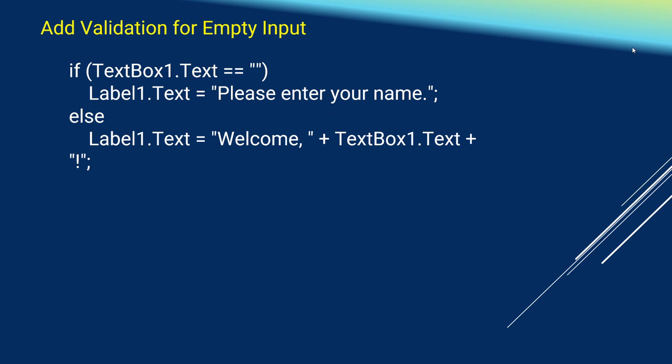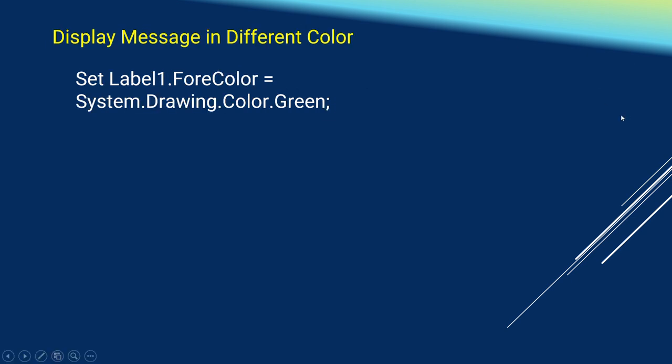We can enhance visual feedback by changing the label color. After displaying the message, set Label1.ForeColor equal to Green for success. You could also show errors in red for better user guidance.